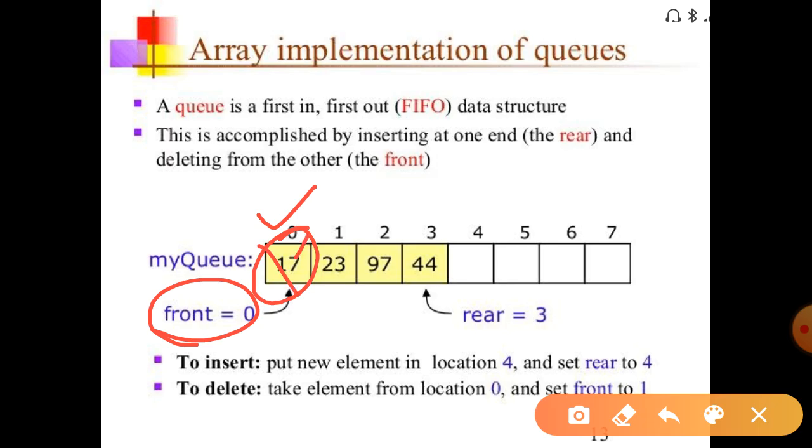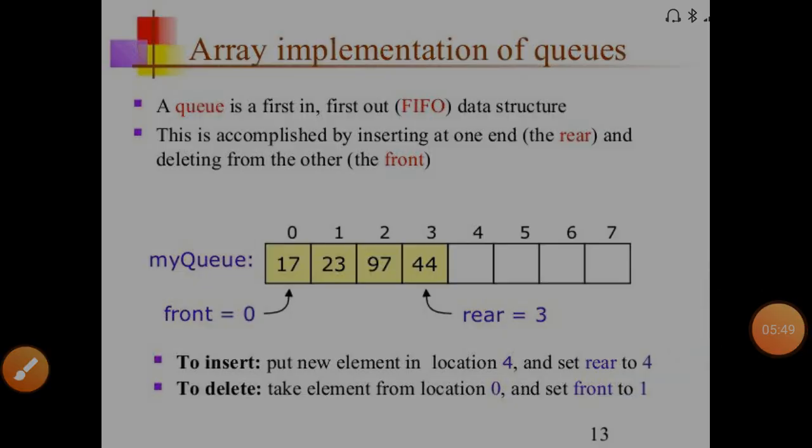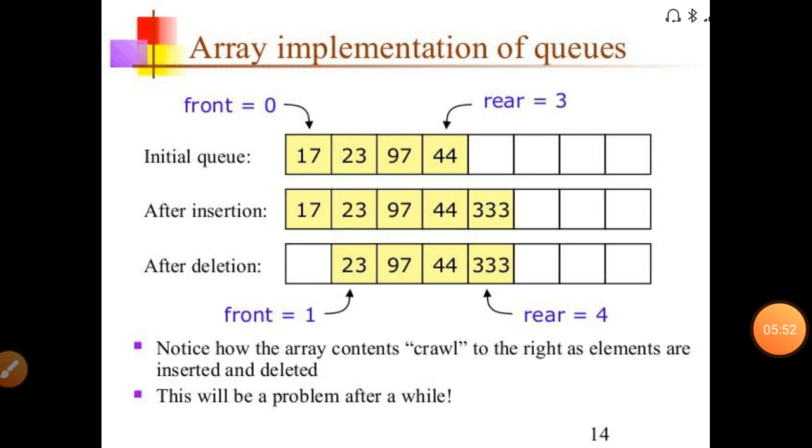Next, now it is going to delete. So now the front is pointing to the next element like this. So this is an array implementation of a queue. Initially the queue is like that, it is having 4 elements: 17, 23, 97, 44.